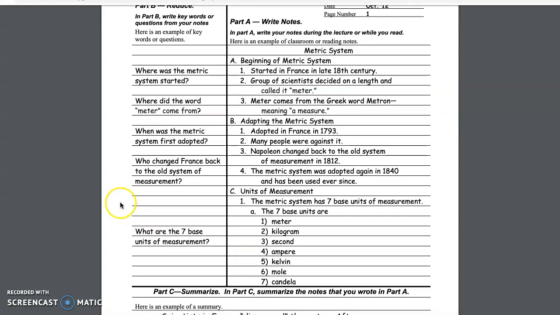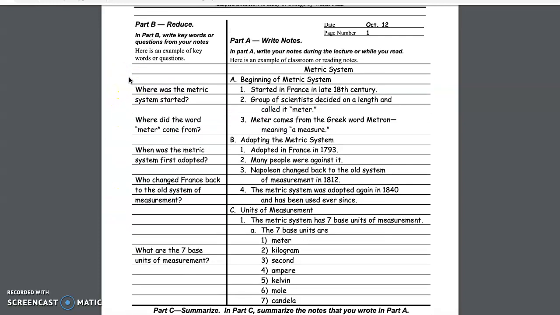What's different is over here in part B, this is where you synthesize, you put things together. So you look at what you wrote for that first heading and you craft a question that could be answered by these notes. So this question is, where was the metric system started? The answer is, it started in France in the late 18th century. A group of scientists decided on a length and called it a meter, and so on. So the answer to this question is 1, 2, and 3.